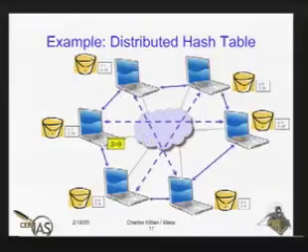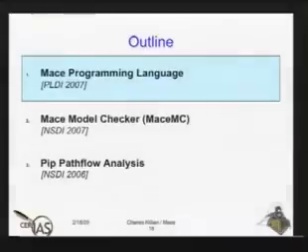Okay? So all of these kinds of problems can and do occur in distributed systems. We have to worry about bugs in the protocol. We have to worry about timing issues. We have to worry about the ways in which the state gets initialized. So with this context, I'll now talk to you a little bit about the programming language that we've built, as well as the model checker, and then if we have time, some of the Pip path flow analysis tools.